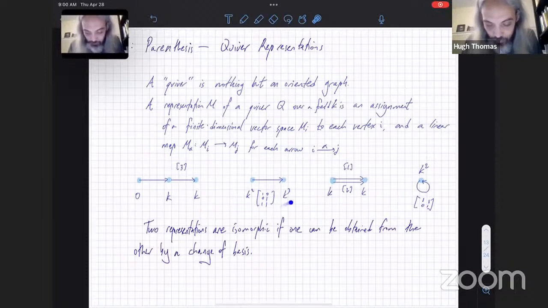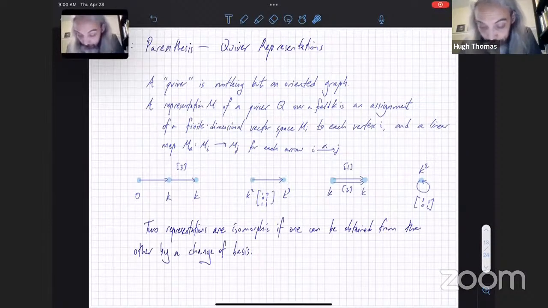If I choose higher dimensional vector spaces, well, I need a bigger matrix. I can have multiple arrows, in which case I need to assign a matrix to each of them. I can have loops as well. There's no problem. This is a very general sort of thing. Two representations are isomorphic if you can obtain one from the other by a change of basis.